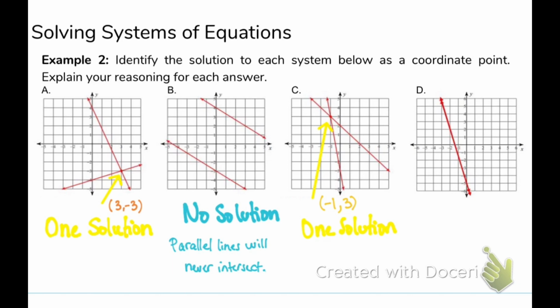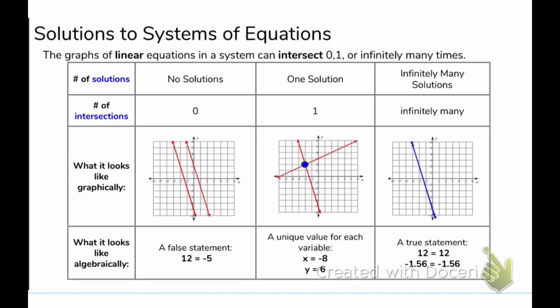And on D, notice that there's more than one line there. There are actually two lines, which means that every point on one line is a solution to the other, because the lines are on top of each other. They're essentially the same line. So this one has infinitely many solutions. All right, a very short summary: the graphs of linear equations in a system can intersect at 0 places, meaning no solution, at one place, or at infinitely many places.